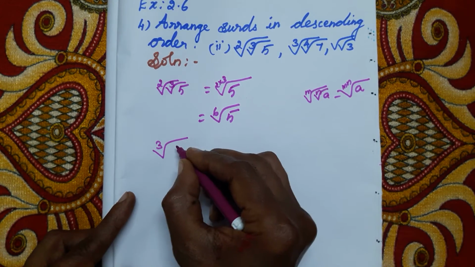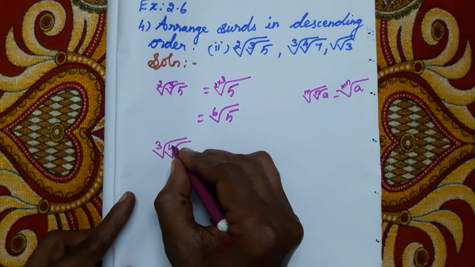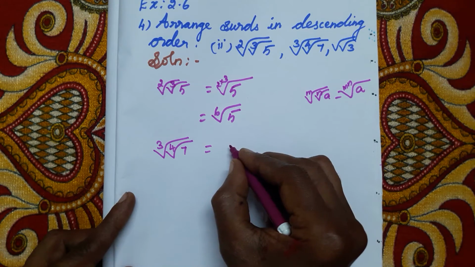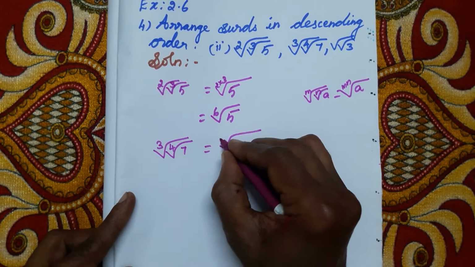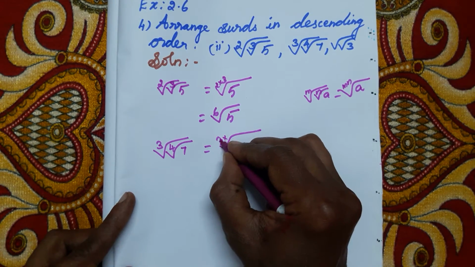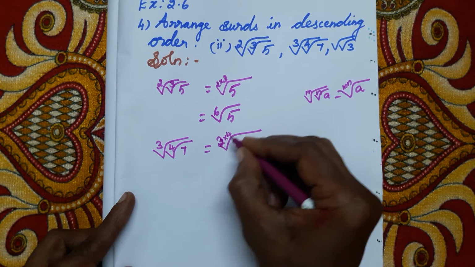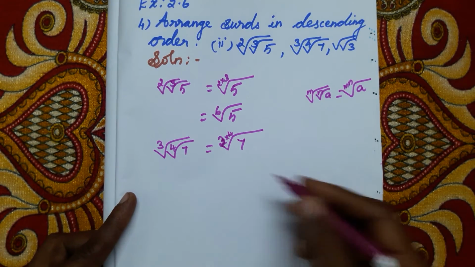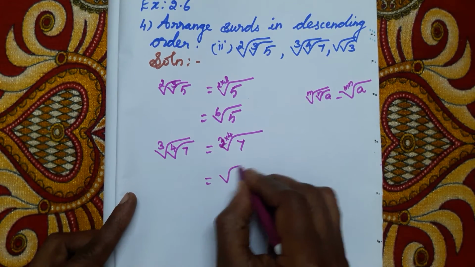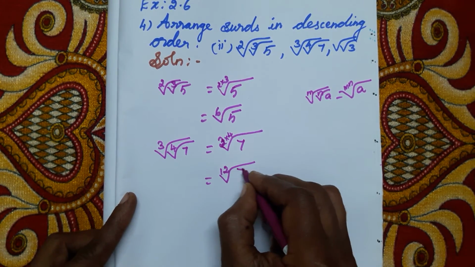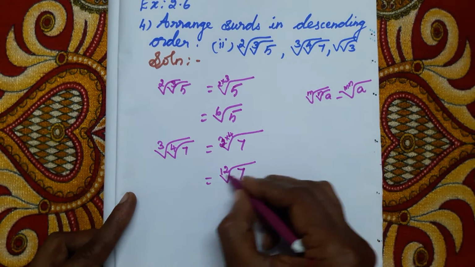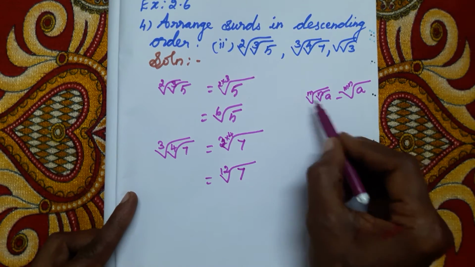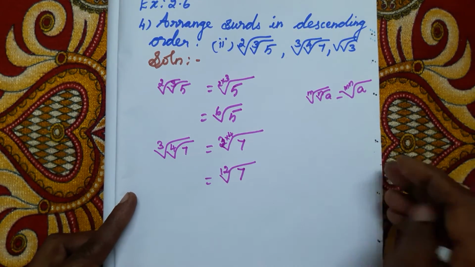the cube root of the fourth root of 7. The cube root of the fourth root of 7 is equal to the 3 into 4 root of 7. It's equal to 3 4s are 12, the 12th root of 7. So the cube root of the 4th root of 7 is equal to the 12th root of 7.